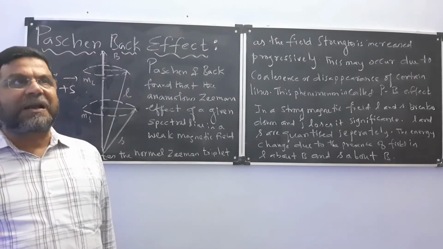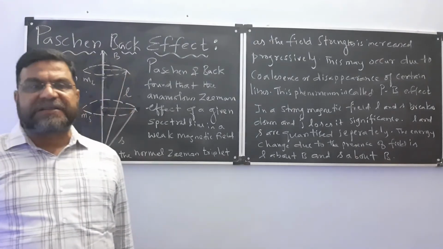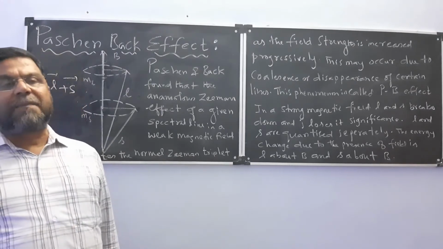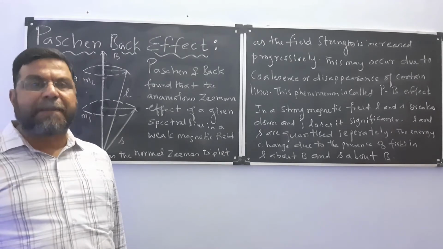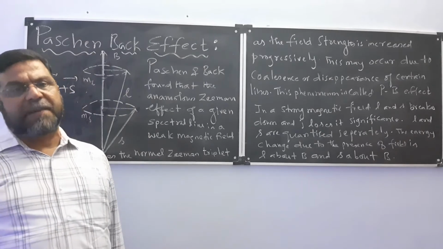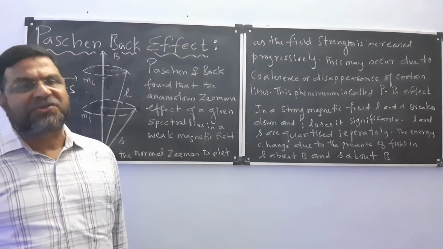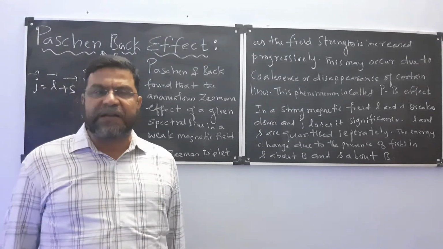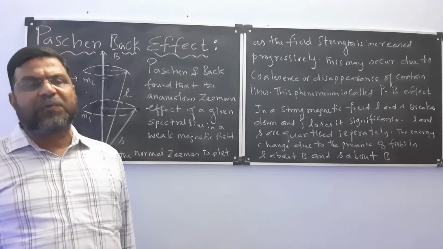When a magnetic field is applied on a spectral line, splitting takes place in a weak magnetic field that is nearly equal to the anomalous Zeeman effect. If the strength of the weak magnetic field is increased step by step, at a certain stage there may be either collisions or disappearance of lines, and this phenomenon is known as the Paschen-Back effect. If they ask for 2 marks, you write only these 3 points. If they ask for 5 marks, they will ask what is the Paschen-Back effect and give its explanation.